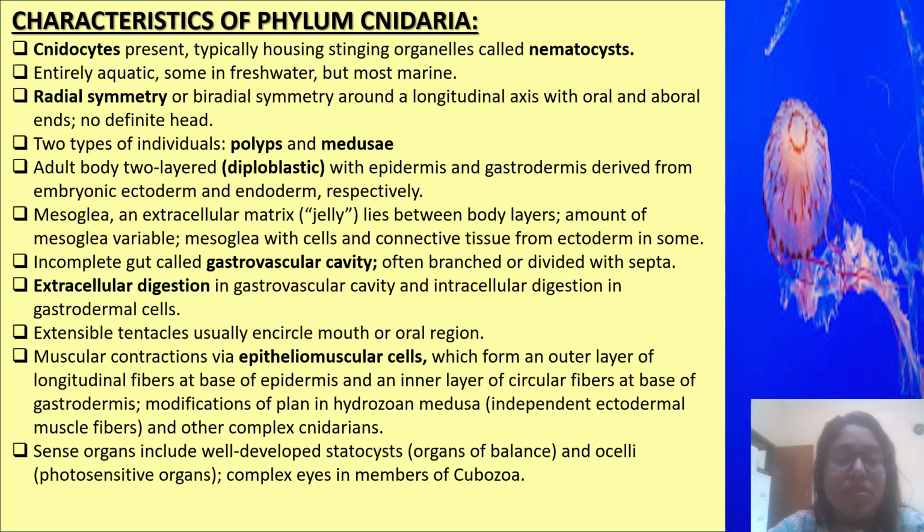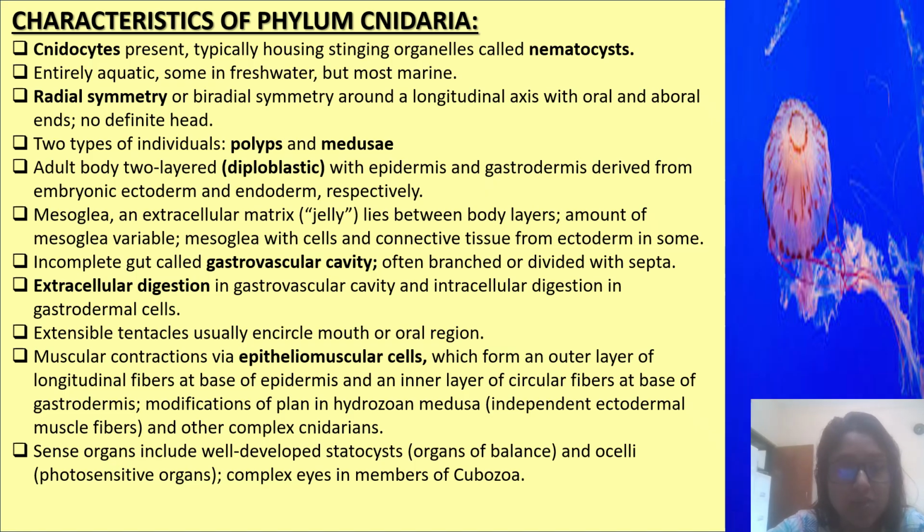Next, characteristics of the phylum Cnidaria. Cnidocytes present, typically housing a stinging organelle called the nematocyst. Entirely aquatic, some in freshwater but most marine. Radial symmetry or biradial symmetry around the longitudinal axis with oral and aboral ends, no definite head. Two types of individual, polyp and medusa, are found. Adult body two-layered, that is diploblastic, with epidermis and gastrodermis derived from embryonic ectoderm and endoderm respectively.